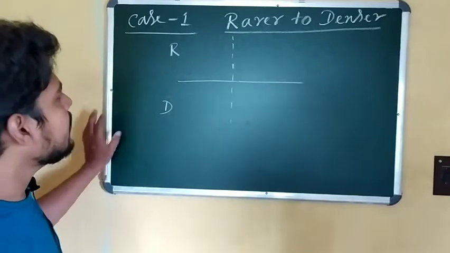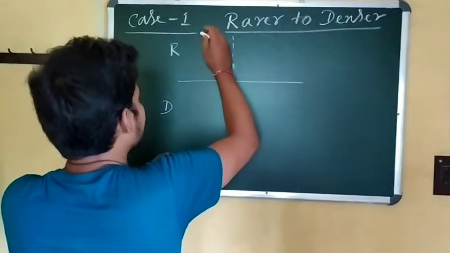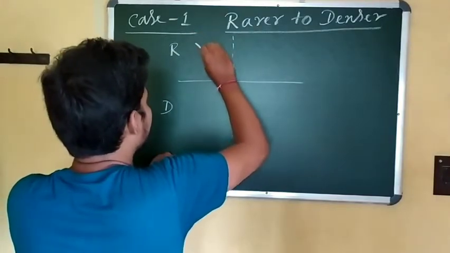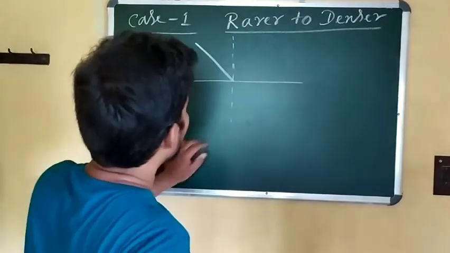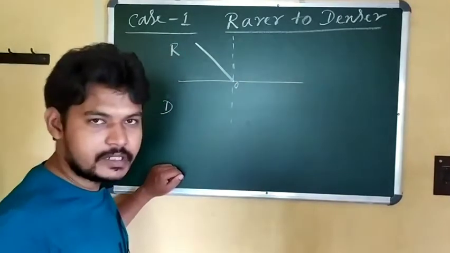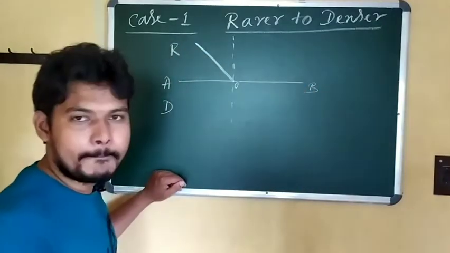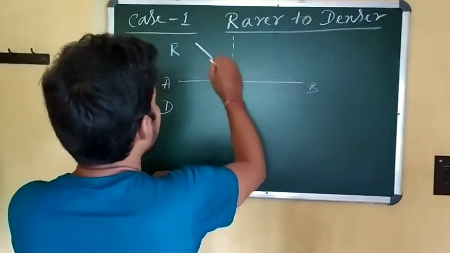Okay. Now in this case light is coming from the rarer to the denser medium. So I just draw this incident ray which falls on this point O. O is the point of incidence. AB is the boundary surface. Then that is the incident ray.